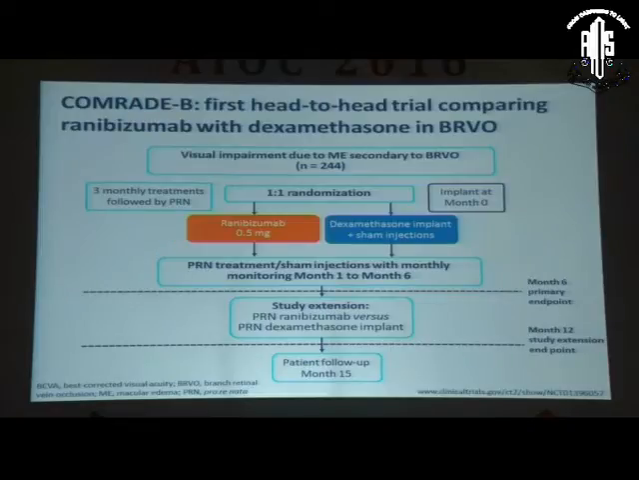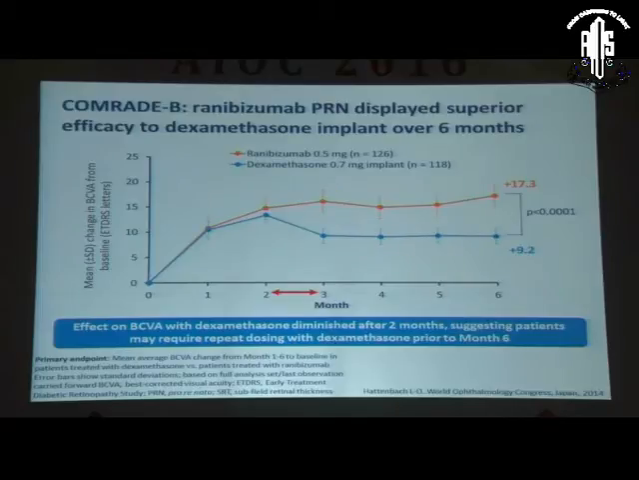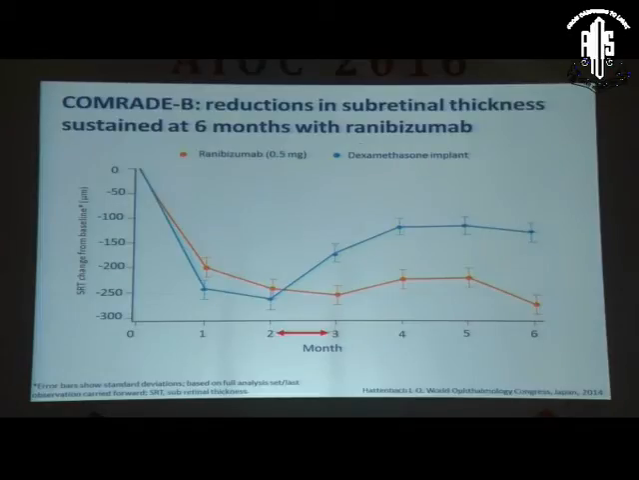The COMRADE-B study, which was the first head-to-head trial comparing dexamethasone and ranibizumab in BRVO, showed that ranibizumab treatment, you see this pink one is ranibizumab, this is dexamethasone. Dexamethasone peaks at around 2 to 3 months. After that the effect starts going down, whereas this PRN treatment in ranibizumab maintains the superior profile. So the effect on BCVA with dexamethasone diminished after 2 months, and ranibizumab patients displayed superior visual acuity compared to dexamethasone over the 6 months period, which was the endpoint here.